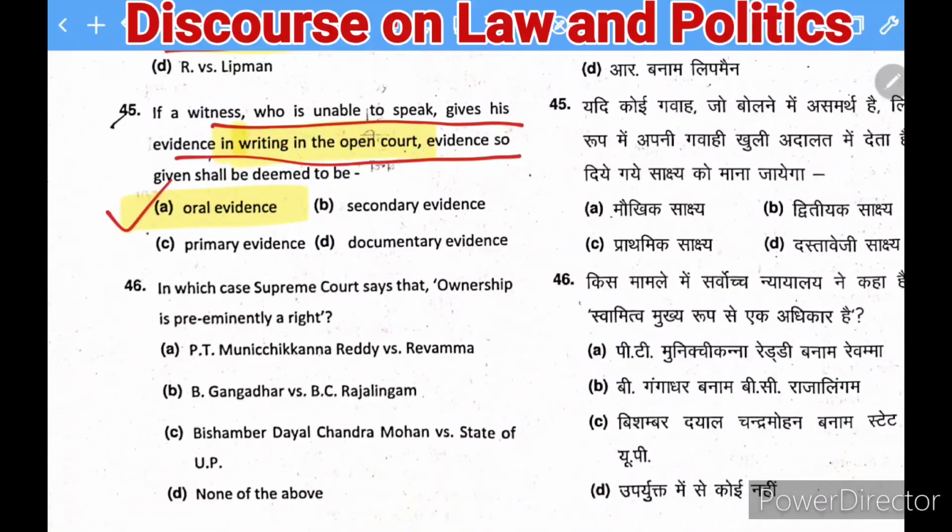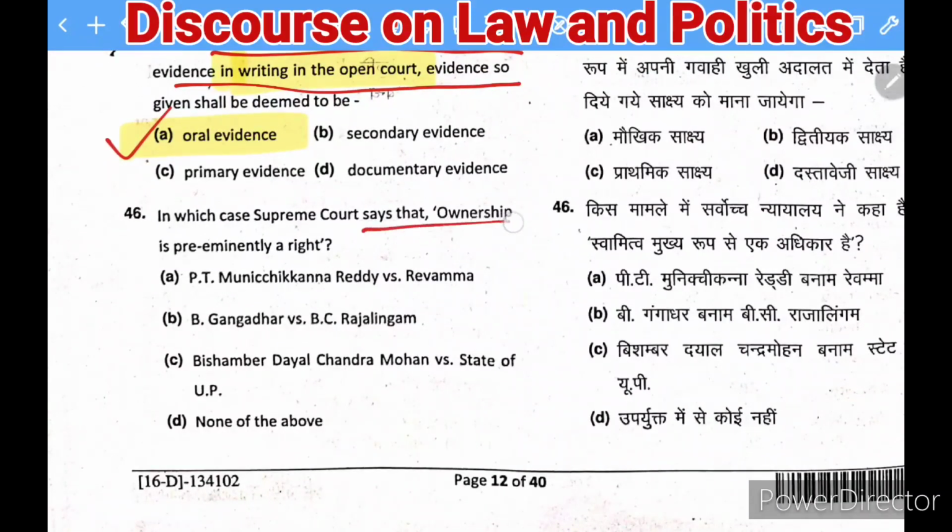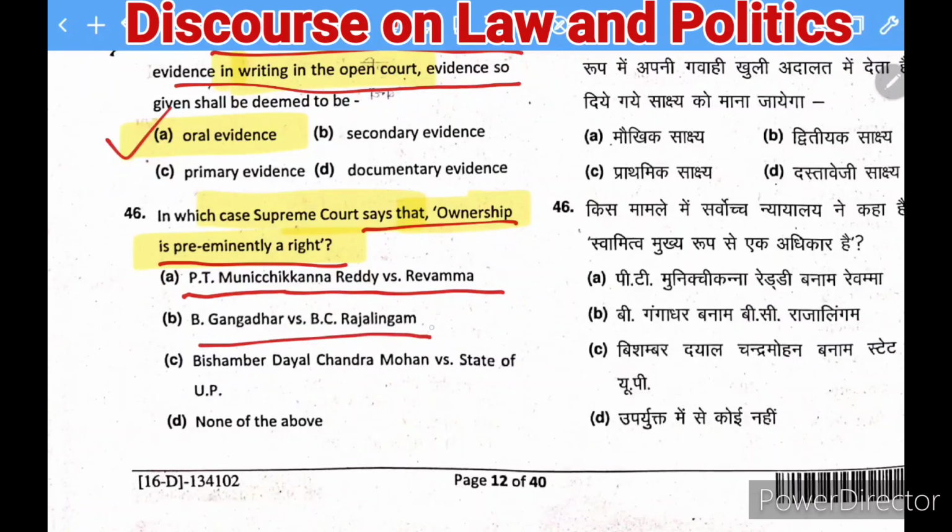This question was already asked in 2012, also in some other years. So this is a repetitive question. In which case the Supreme Court says that ownership is a preeminently a right? The options which are given here: A, P.T. Munikanchya Reddy versus Revamma, if I pronounce rightly. B, Gangadhar versus B.C. Rajalingam. C, Bishambhar Dayal Chandra Mohan versus State of UP. And D, none of the above.